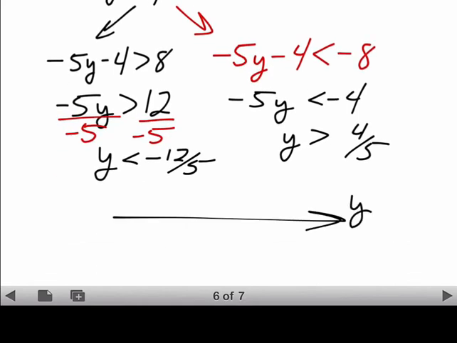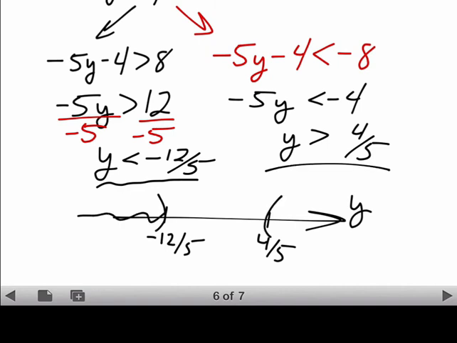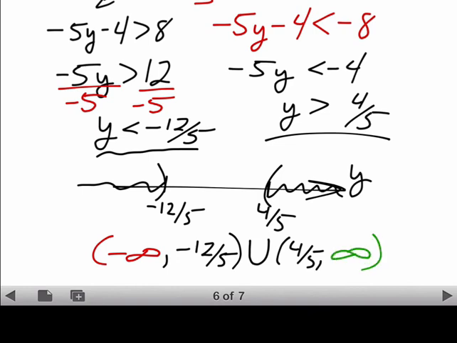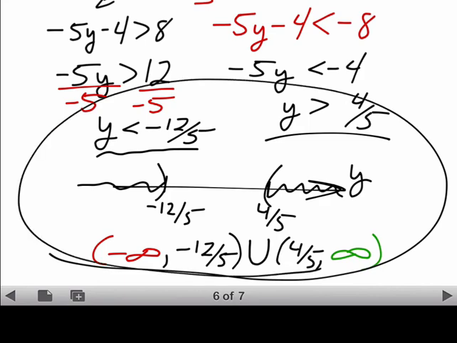I'll label the number line y, because that's the variable of interest. I'll mark my negative 12/5 and my positive 4/5. And y is less than negative 12/5. That's going to be a parenthesis opening to the left, shaded to the left. Y is greater than 4/5, a parenthesis opening to the right, shaded to the right. For interval notation, negative infinity with a parenthesis there, comma negative 12/5 with a parenthesis there, union with parenthesis 4/5, comma infinity. And this is the complete solution to the absolute value inequality.